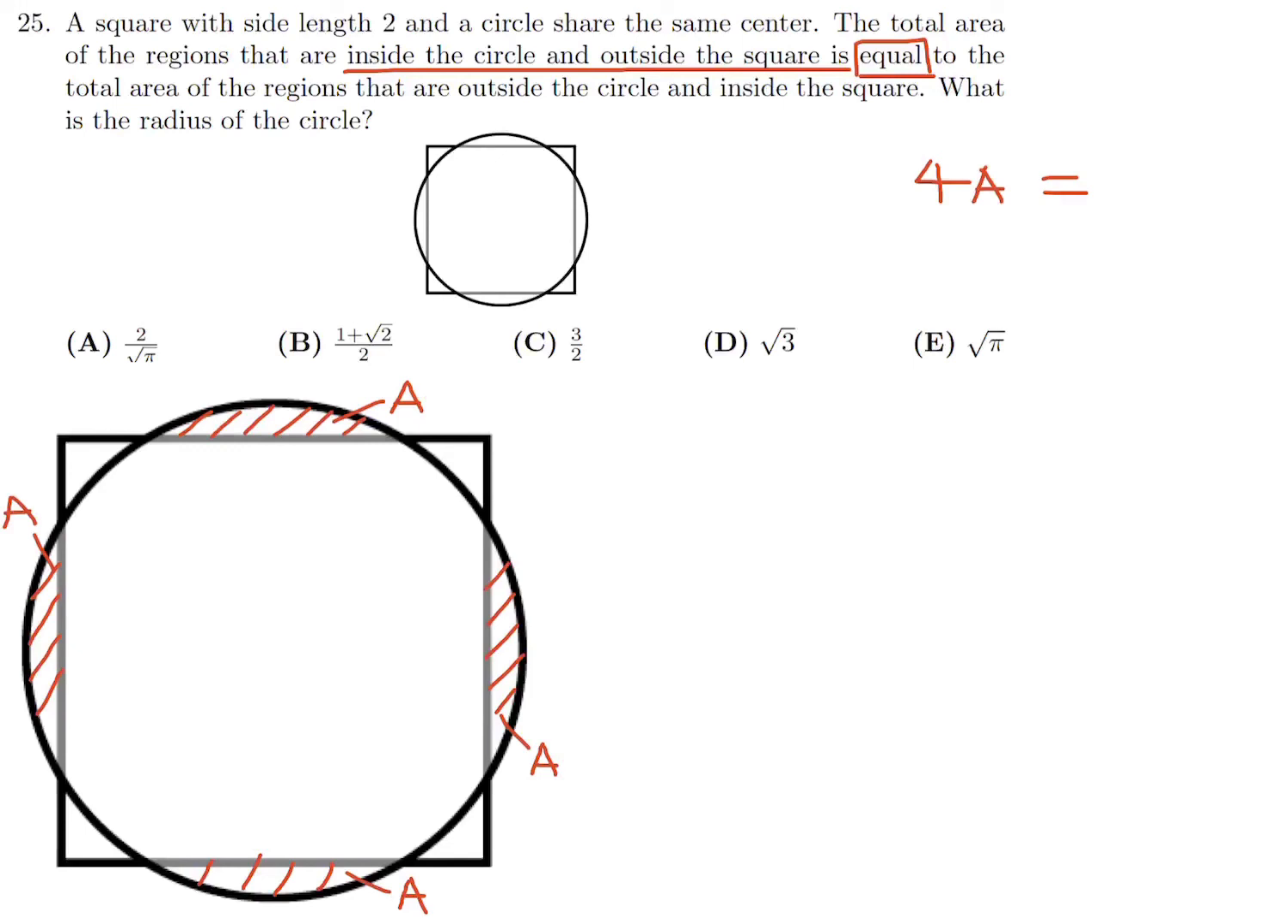All right, which regions are those? They're these regions right here. And I'll call those guys B. That's B, and so on. And there's 4 of those, so 4A equals 4B, and therefore A is equal to B. So that's the first part of the question.